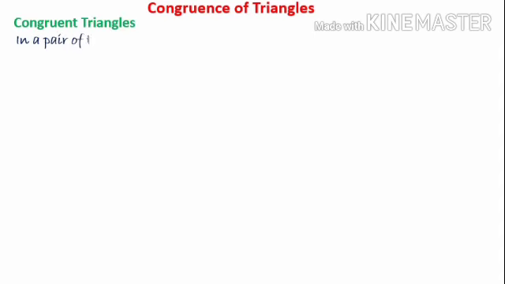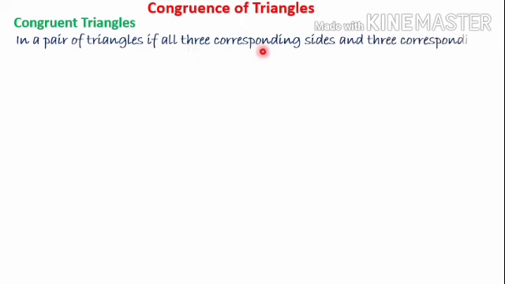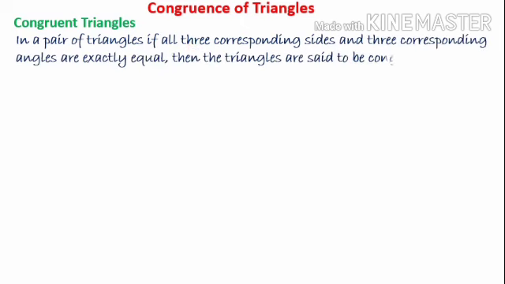We have already discussed the term congruent. Congruent means same size and same shape. We have also discussed congruency in case of lines and also in case of angles. Two lines are said to be congruent if they are equal in length, and if two angles are congruent, it means they are equal in measure. Next, we shall discuss congruency in triangles. In a pair of triangles, if all three corresponding sides and three corresponding angles are exactly equal, then the triangles are said to be congruent.